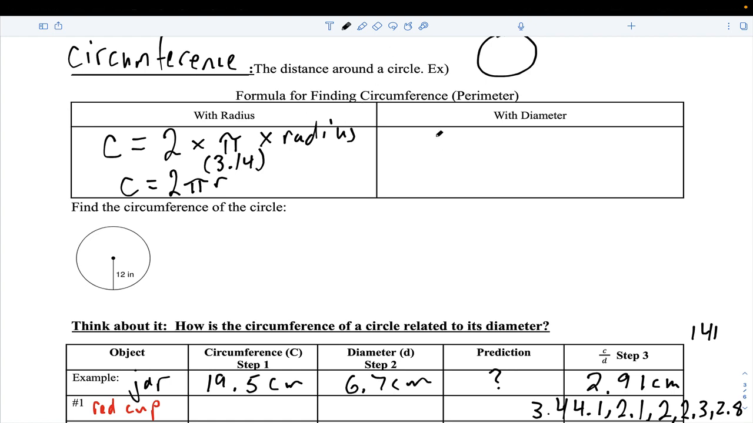The second equation you need to know is C equals pi times diameter. You are going to put the equation C equals pi times d for that equation.